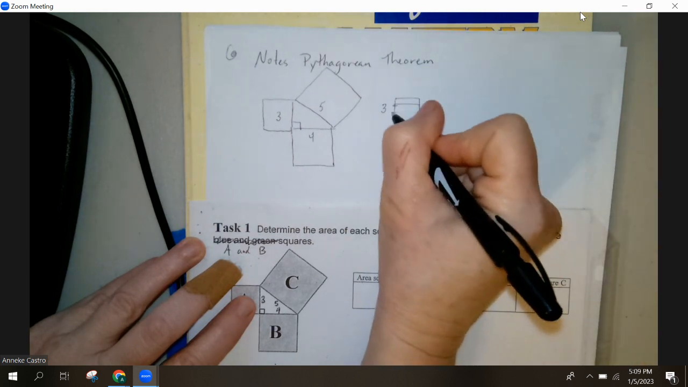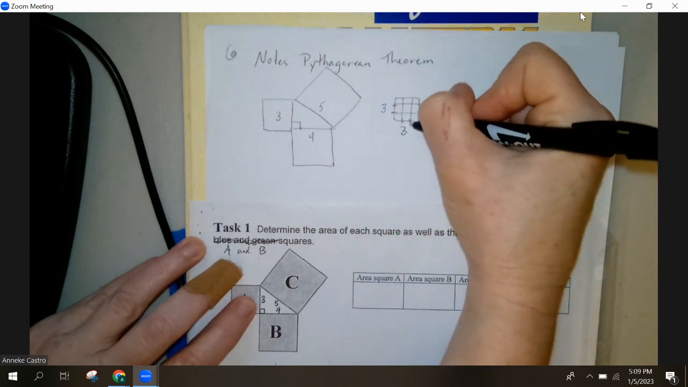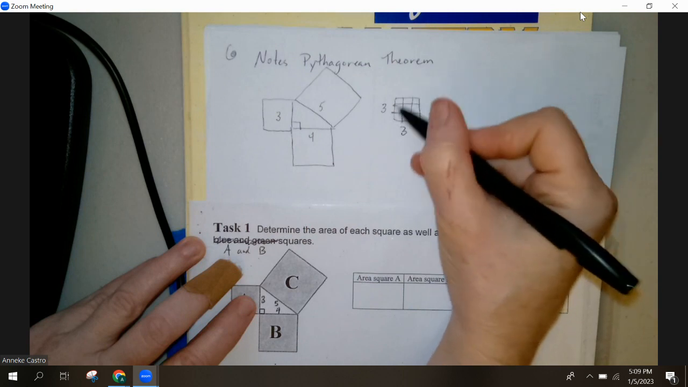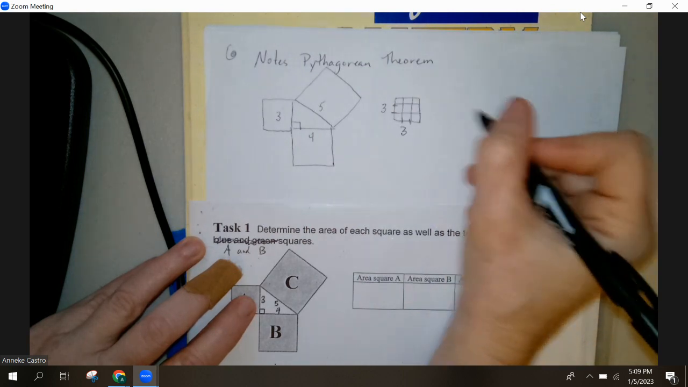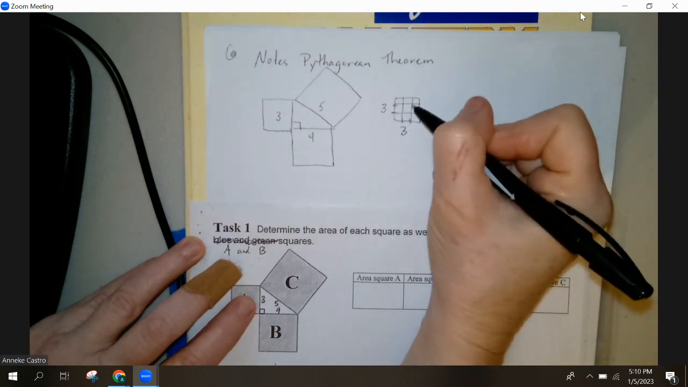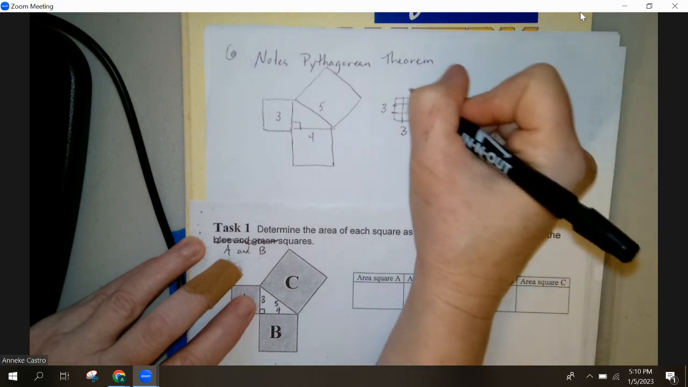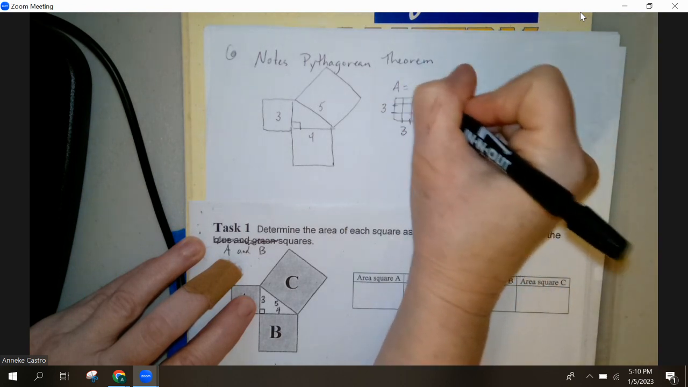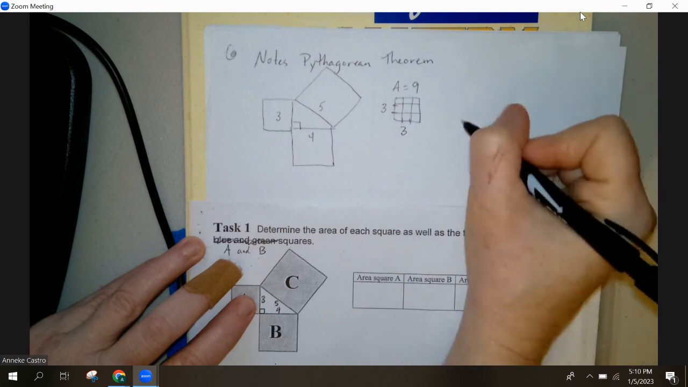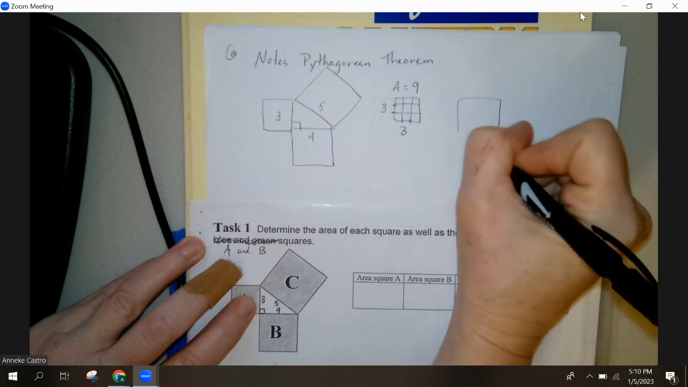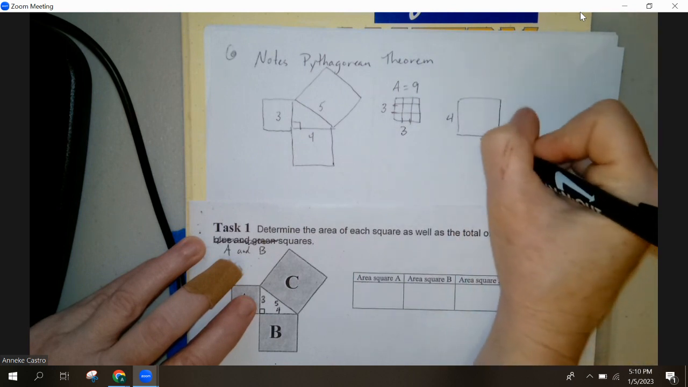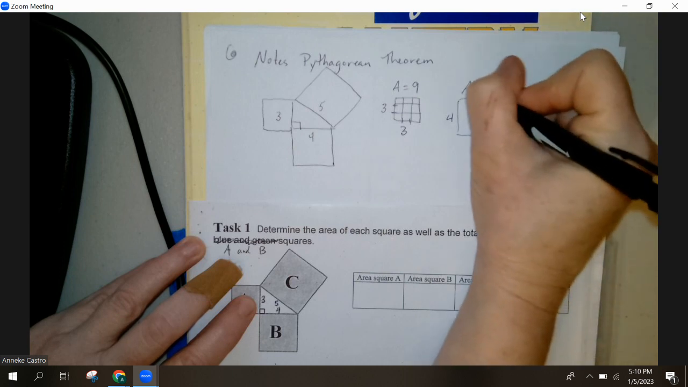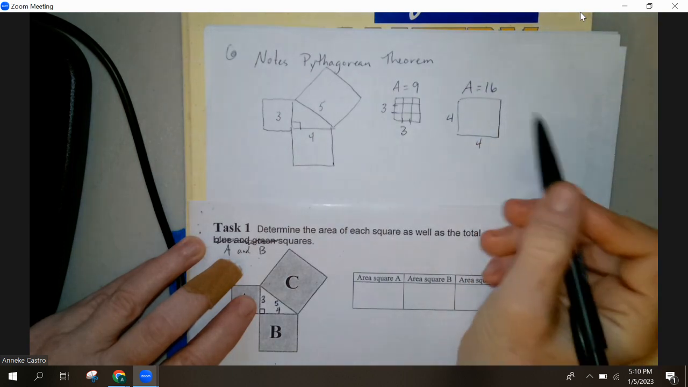And if I drag across here, and I cut it up into squares, you can see that there are 9 square units. So that's what we call area, how many squares fit inside the shape. So this has an area of 9. And then we do the same thing with the one that is a 4 by 4. So this side's 4 and this side's 4. So this is going to have an area of 16.